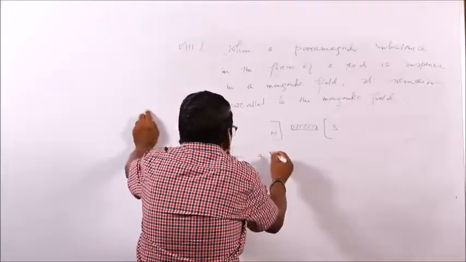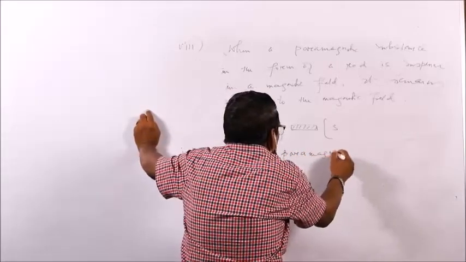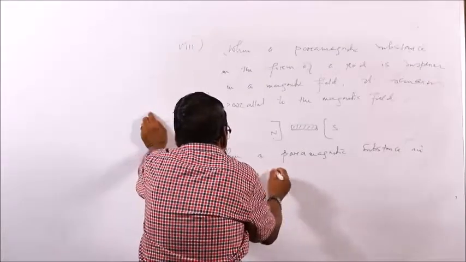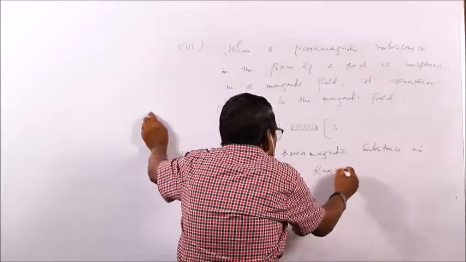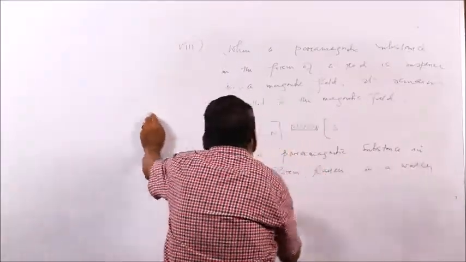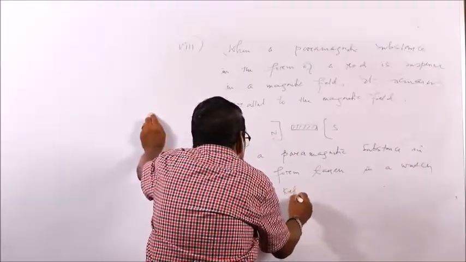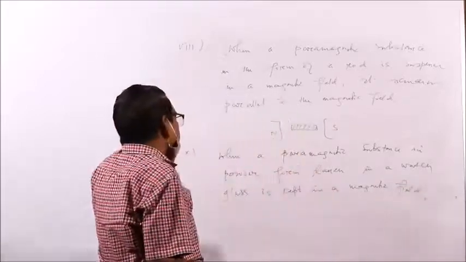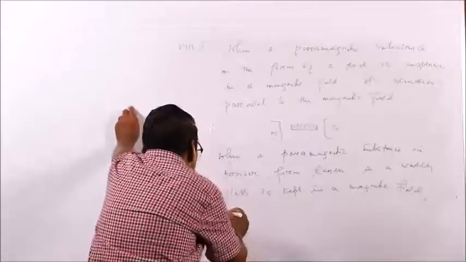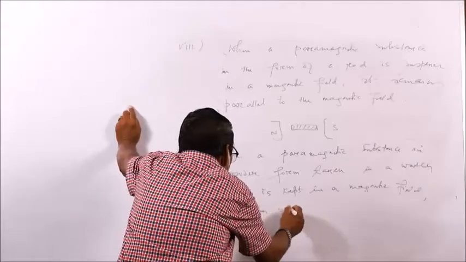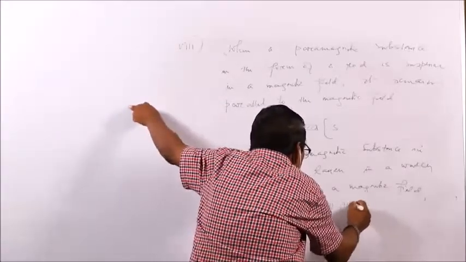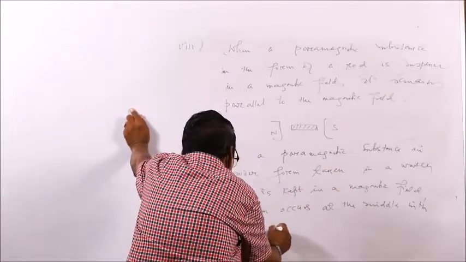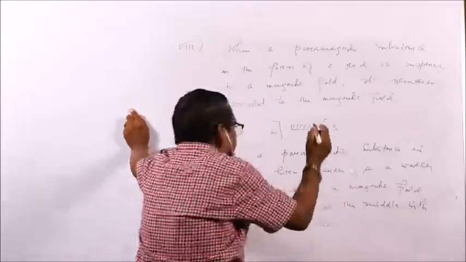When a paramagnetic substance in powder form taken in a watch glass is kept in a magnetic field, depression occurs in the middle, with elevation at two sides. There will be elevation at two sides.